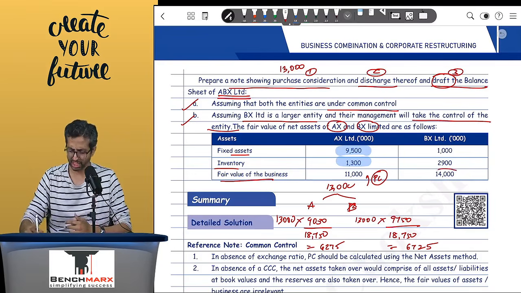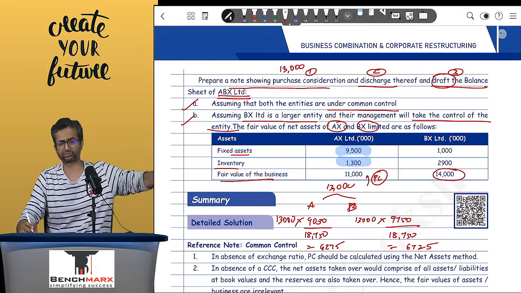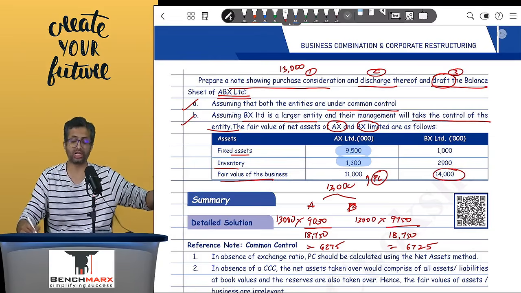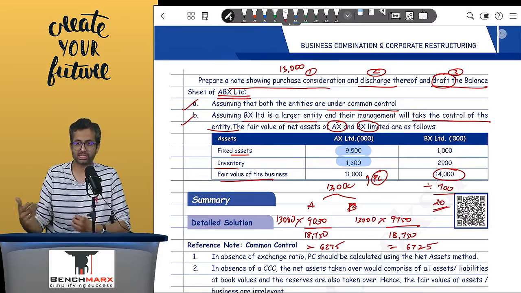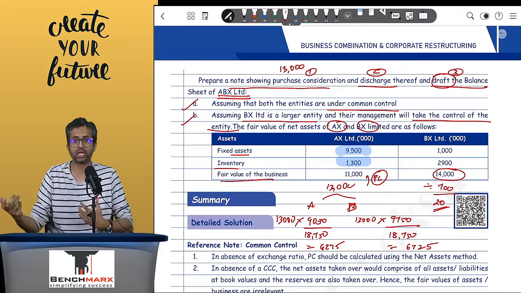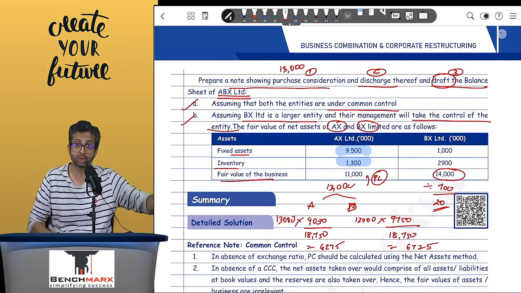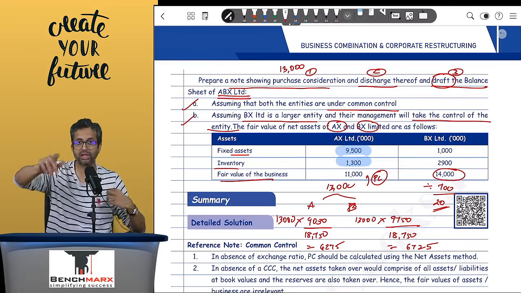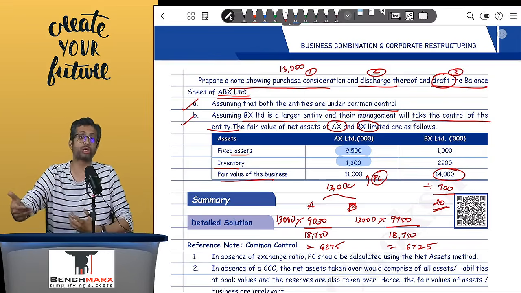BX's business has a fair value of 14,000, and against that, currently the number of shares are 700. So the value for each share, for example, is 20 rupees. So when AX says that you need to pay me 11,000, when we issue the shares, AX might say, okay, you give me 11,000 divided by 10, that is 1100 shares. We will say no. If you are demanding 11,000 because it is a fair value of your business, the shares that I am issuing are also worth 20 rupees.